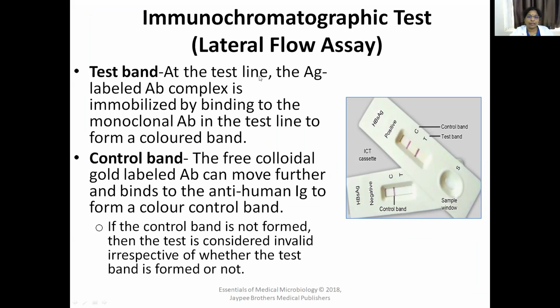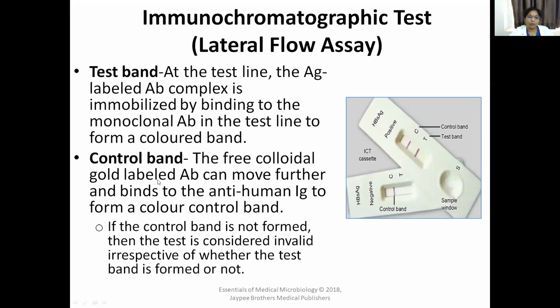In the test line, the antigen and the labeled antibody complex is immobilized by binding to the monoclonal antibody in the test line. So what is happening in the test line? The antigen and the labeled antibody complex is immobilized by binding to the monoclonal antibody present in the test line to form a colored band. The antigen is sandwiched between the labeled antibody and the monoclonal antibody in the test line. What is happening in the control band?